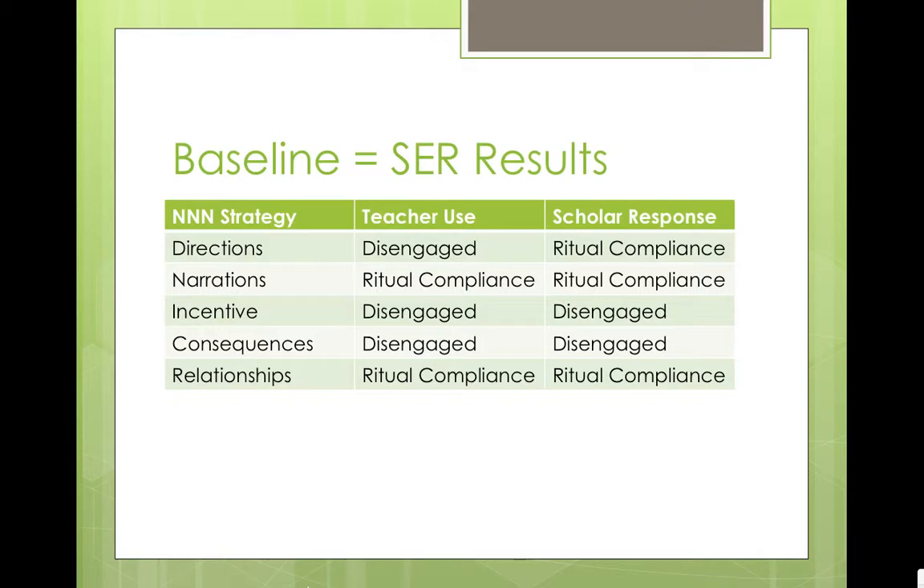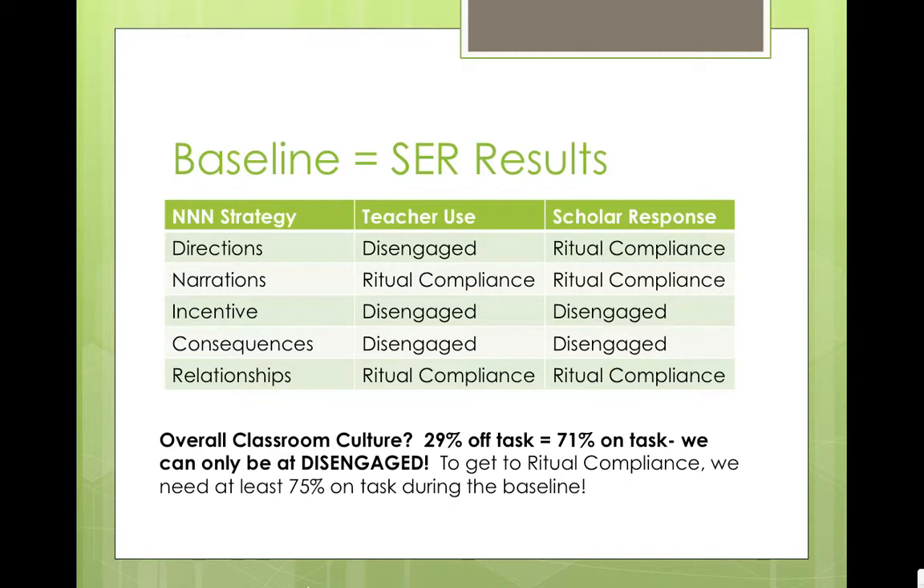They hear her, she's giving them narrations, and 75% respond. We still have that large chunk who don't. For incentive and consequences, we're at disengaged because they were not present or visible. And for relationships, the scholars are at ritual compliance. They respect her, but are they challenged to do that high level of work? Are they saying that class is challenging and welcoming? Probably not. Now that we have this, we are going to look at the overall classroom culture.